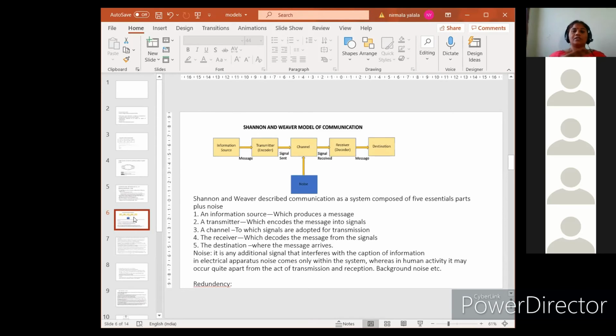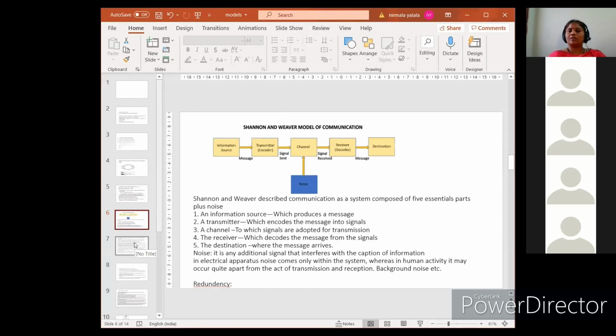And if it is interpersonal communication, all your senses act as the receivers of the communication. So all your five senses you use in perceiving the message which is sent by the source. So that is the Shannon and Weaver model of communication. According to this, we have five elements in the communication process, and along with that, we have noise.